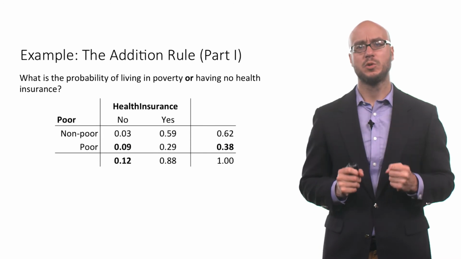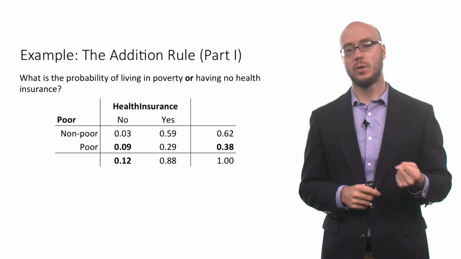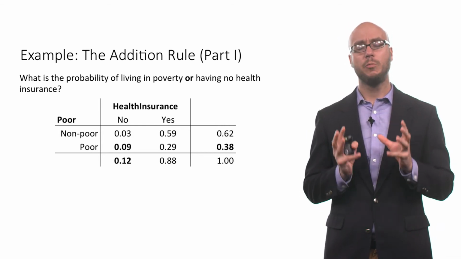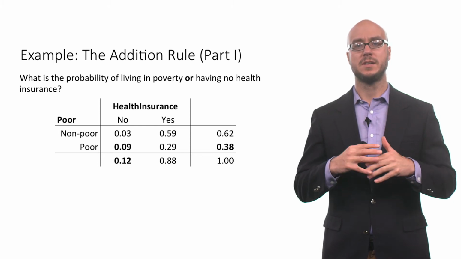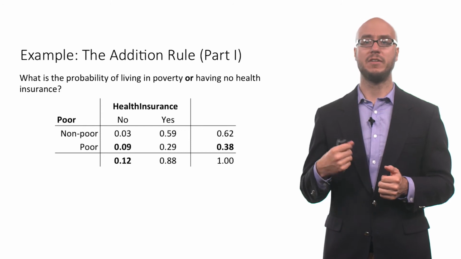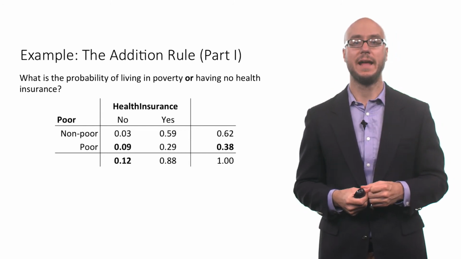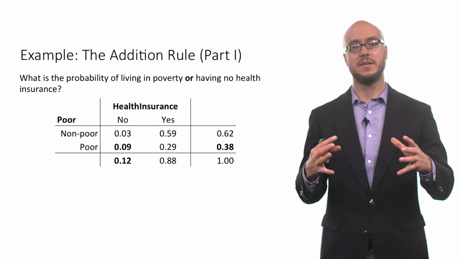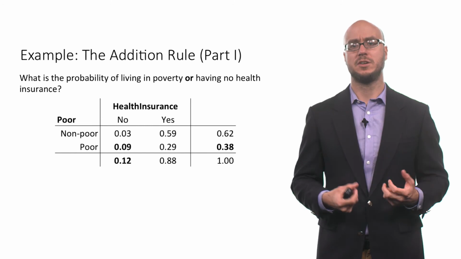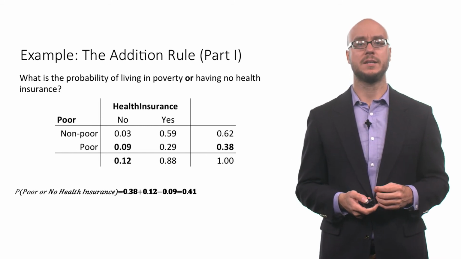So let's return to our health insurance example. Recall that earlier we found the joint probability of being poor and not having health insurance, but now we want to find this probability of being poor, having no health insurance, or having both conditions at the same time. And this is an idea that we're trying to calculate: overall, how vulnerable are Americans in a socioeconomic context.